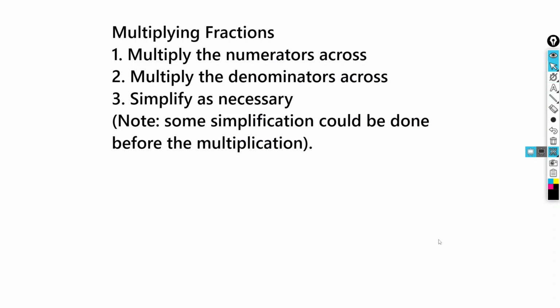In this video we're going to talk about multiplying and dividing fractions, looking at a few examples. First though, let's cover the steps for multiplying fractions. Step 1, multiply the numerators across. Step 2, multiply the denominators across. And 3, you want to simplify as necessary. Now you also want to note that some simplification could be done before the multiplication. So let's take a look at a few examples and see how this works.